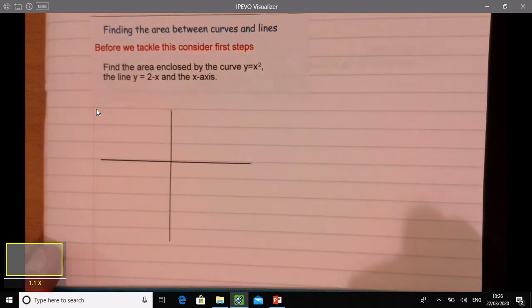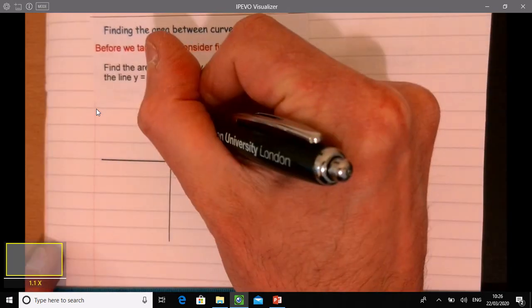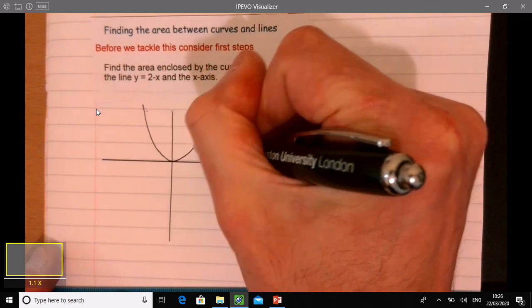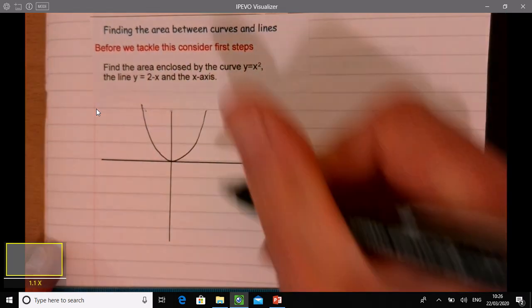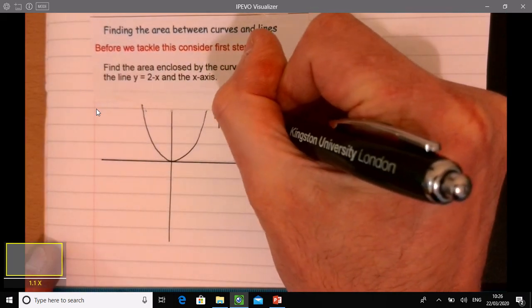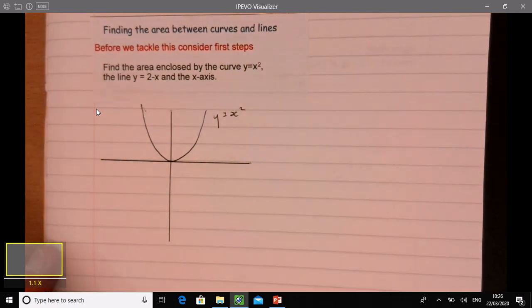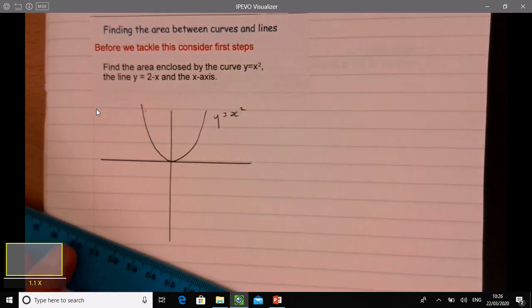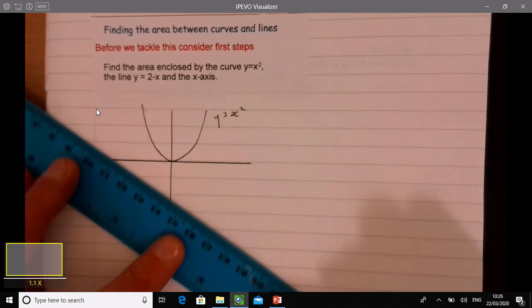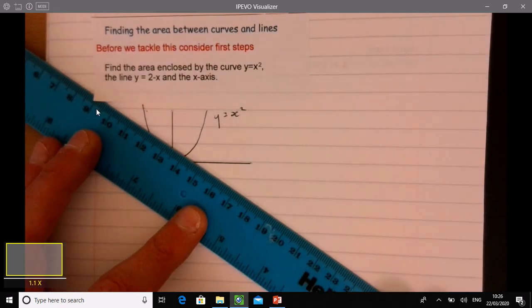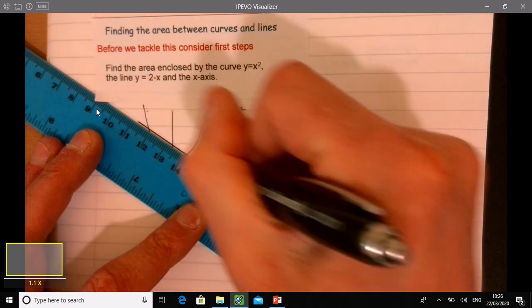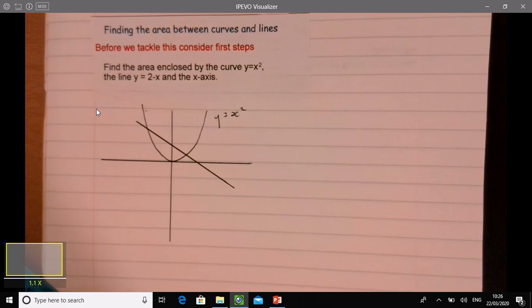So, we've got y equals x squared. So, here we go. Remember, it doesn't have to be a brilliant sketch. A sketch is a sketch. And we've got y equals x squared, and then we've got y equals 2 minus x. So that's going to look something like this over here. Okay, so let's get a feel of really what the question actually is.